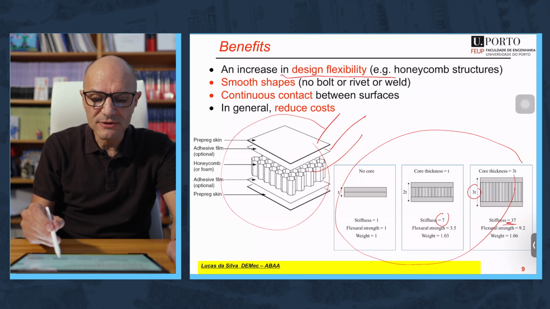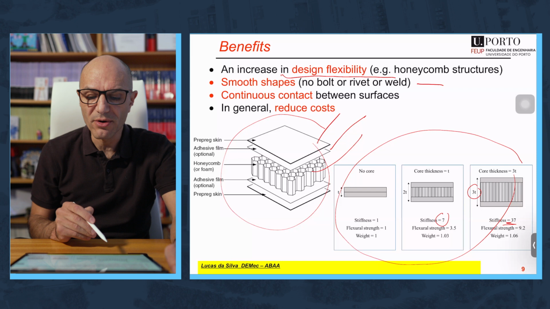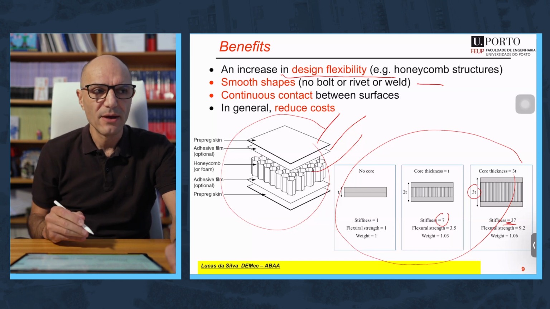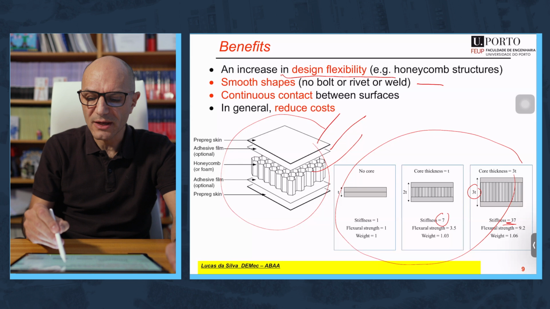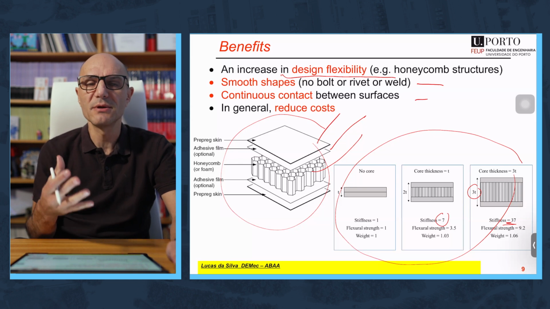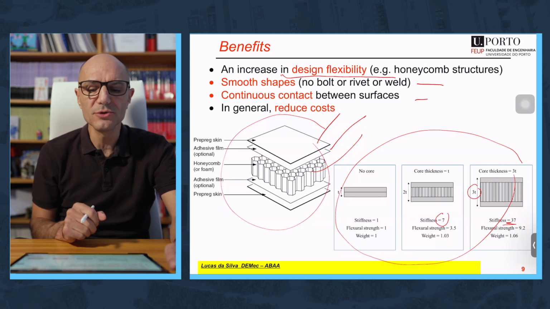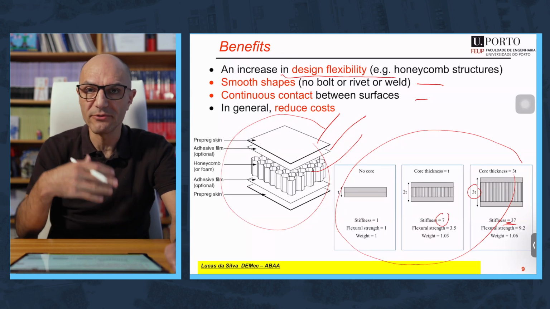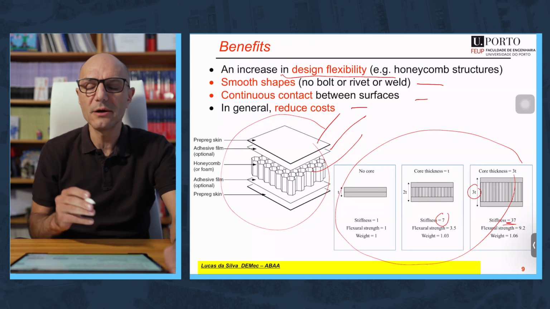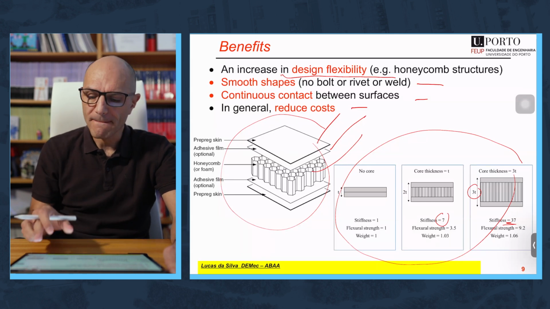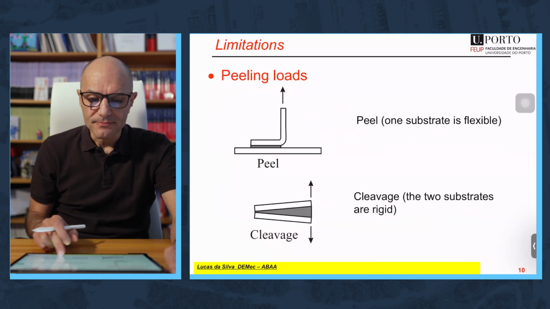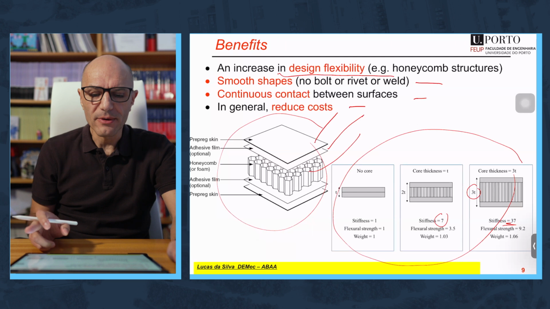Okay, you also have smooth shapes when you use adhesive bonding. You don't have the marks of the bolts or the rivets or the welds. You have a continuous contact between the surfaces. This is good in terms of stress distribution, but also good in terms of resistance to corrosion, for example, and vibration damping. And in general, it reduces costs. Again, this one is arguable. But so far, it's all good.